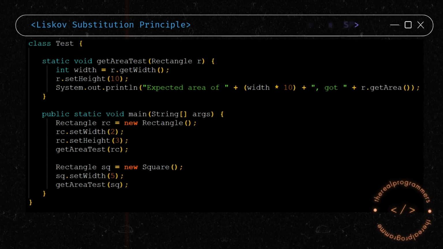Suppose a tester who is testing your code has written this test class. In the first test, we create a rectangle where the width is 2 and the height is 3 and call getAreaTest. The output is 20 as expected since the height is set to 10 inside the function. But things go wrong when we pass in the object of square class. This is because the call to the setHeight function in the test is setting the width as well, which results in an unexpected output. The tester will come back to you saying that the code is not giving the correct output.